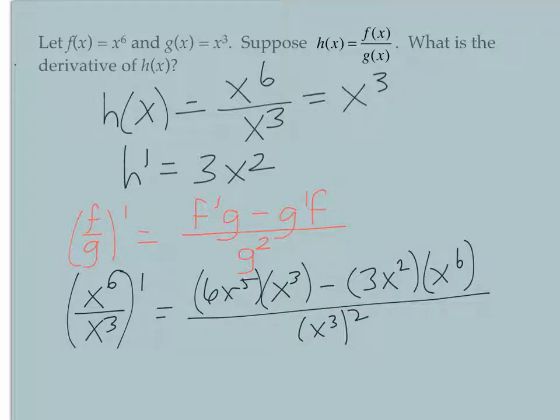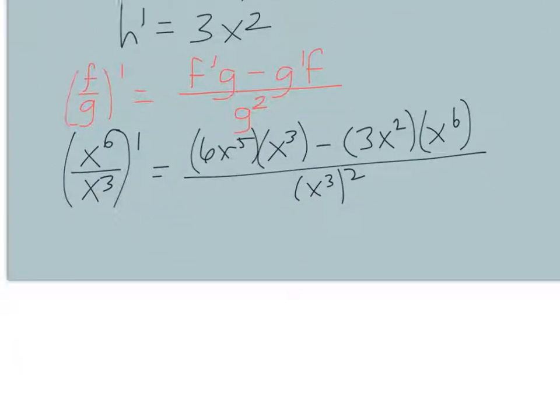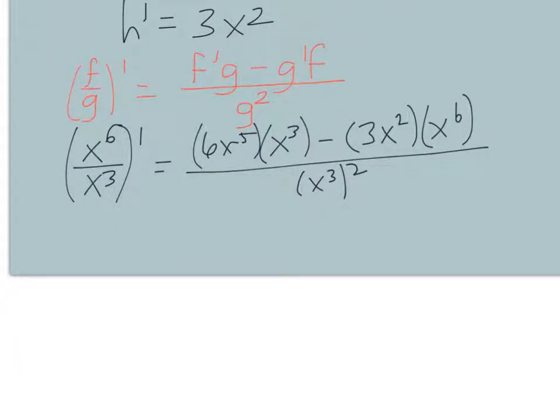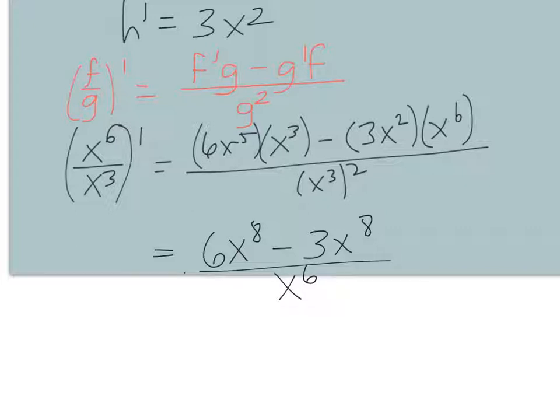Obviously in this case, this would be needlessly hard. You would not do it this way. You would just do the division first. But if we do this, we do end up with 6x to the power of 8 minus 3x to the power of 8 over x to the power of 6. That's the same thing as 3x to the power of 8 over x to the power of 6, which is 3x squared. So it's the same thing. It does work. If you can do the division, obviously doing the division is easier.